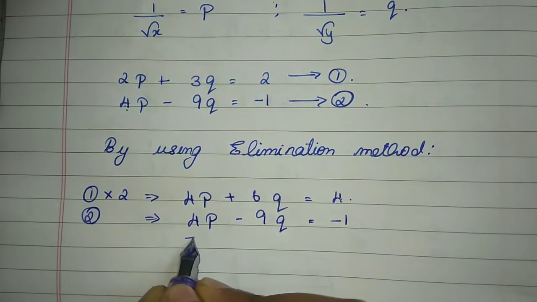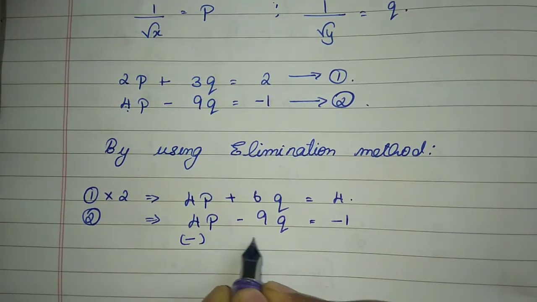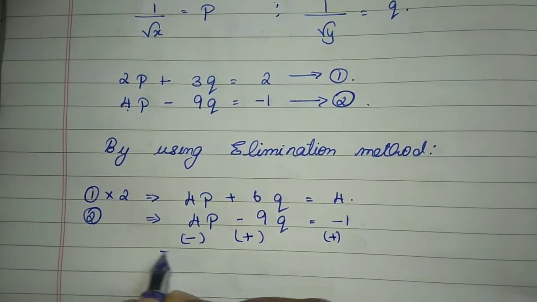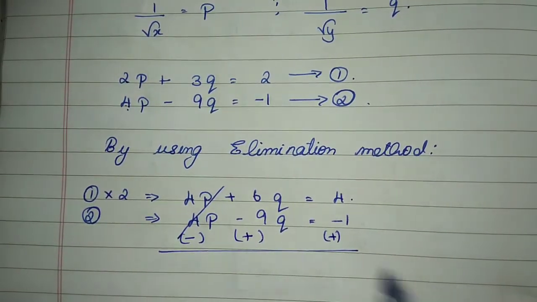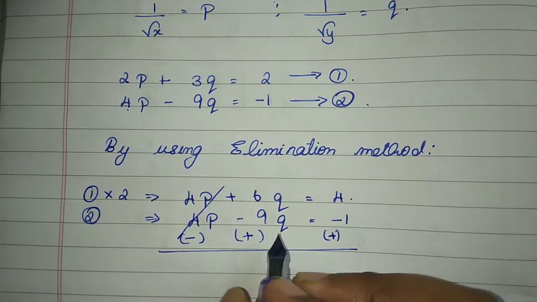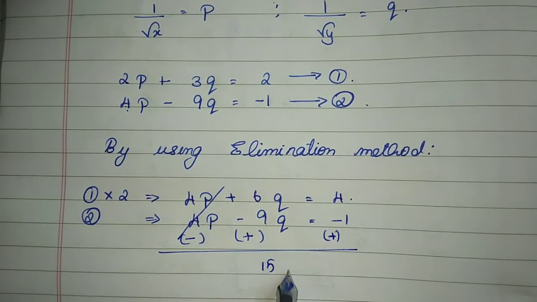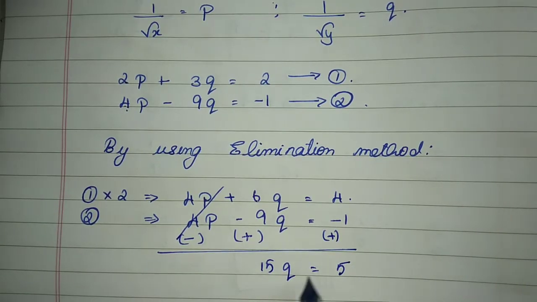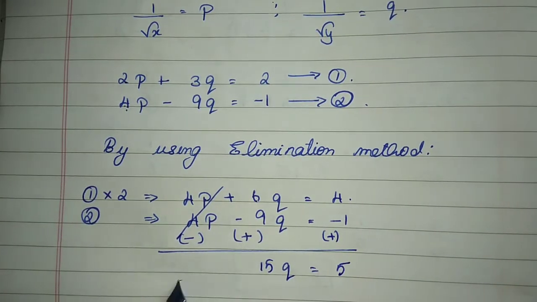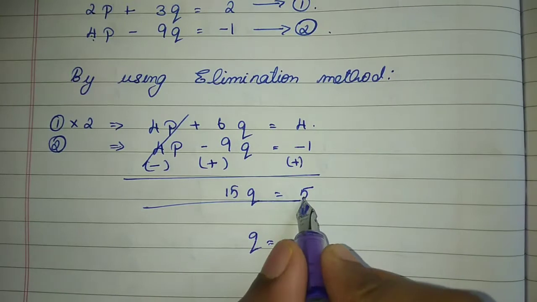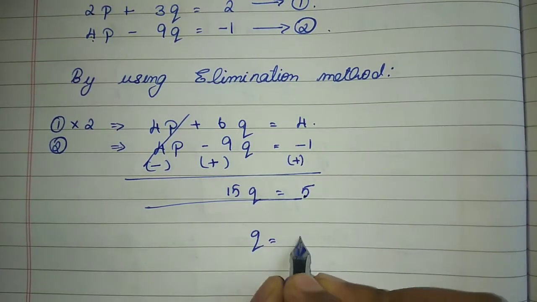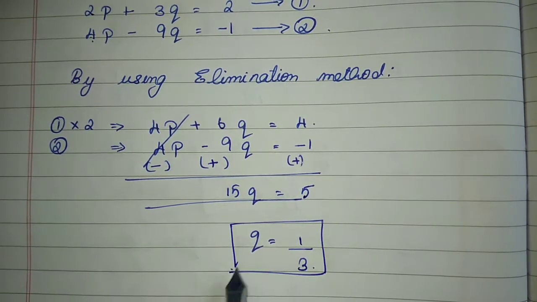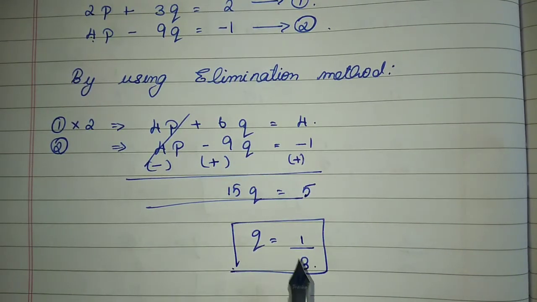I will be just subtracting it. So subtraction: minus, plus, plus. So this part will get cancelled, and 9 plus 6 is 15q, which is equal to 5. So 4 plus 1 is 5. So q is equal to 5 divided by 15, which is 1 by 3. So now I will be substituting the value of q in equation 1.